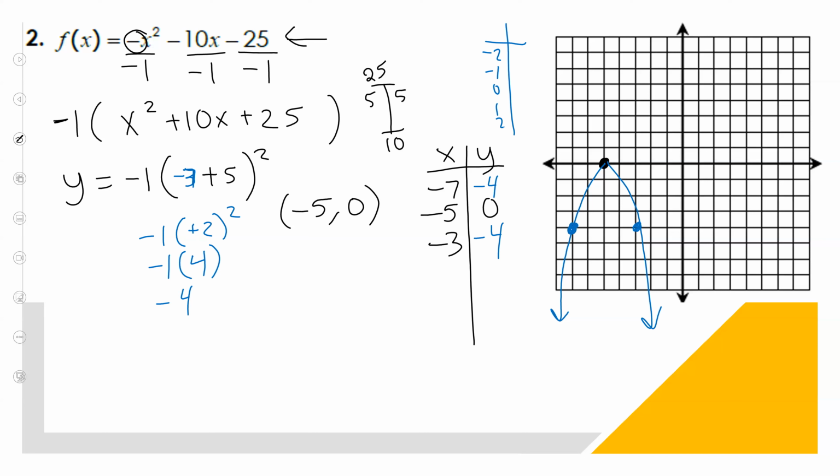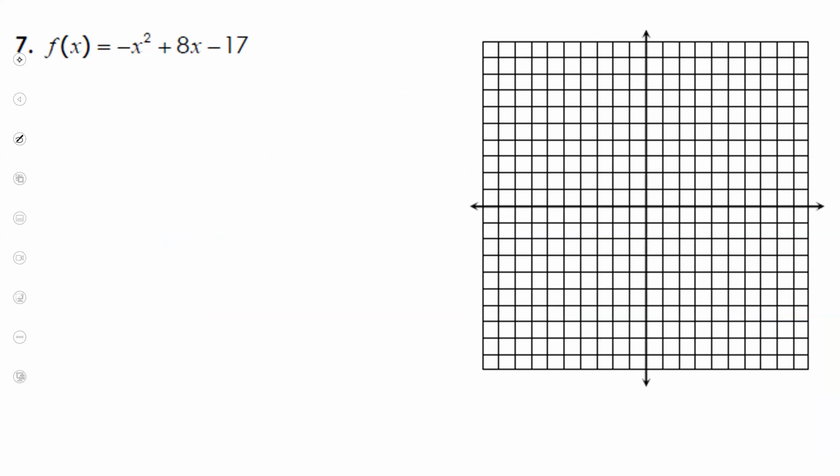Okay. All right. I'll do one more with you guys. How about we do number 3? Okay. So this one, I'm going to divide everything by a -1 first. So I'll get y equals -1. Oh, sorry, number 7. Flip over your page.